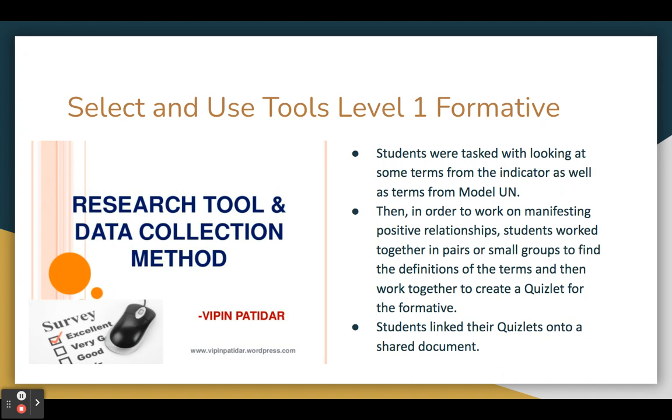Then students worked on the Select and Use Tools Level 1 formative. They were tasked with looking at some terms from the indicator as well as terms from Model UN. Then, in order to work on manifesting positive relationships, students worked together in pairs or small groups to find the definitions of the terms and then work together to create a Quizlet for the formative. Students linked their Quizlets onto a shared document so that I could see them.